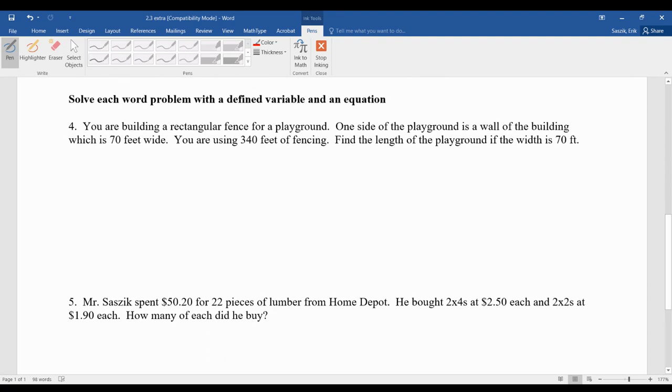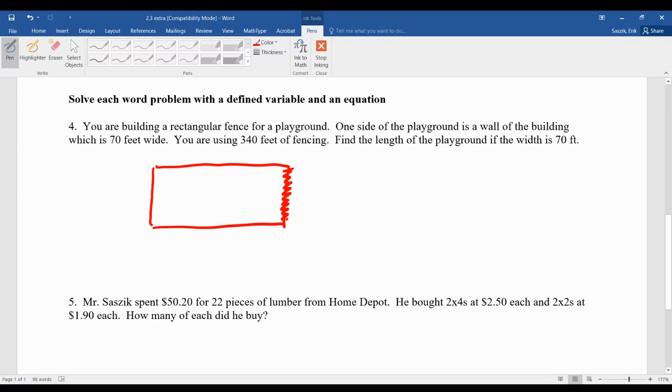Down below here, this is a little bit trickier. So we're doing a word problem. We have to define a variable. Okay, so you define the variable for what you don't know anything about. Let's read through this. You're building a rectangular fence for a playground. So sketching it out would be wise first. One side of the playground is the wall of the building, which is 70 feet wide.